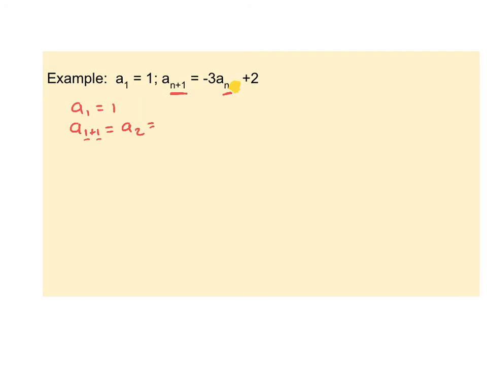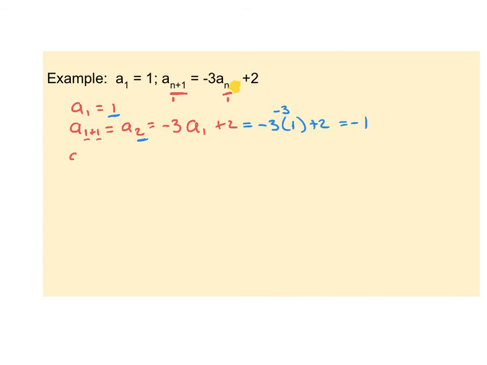So now to find the second term, I put 1 in place of n. So if I put 1 in place of n over here too, I'll have negative 3 times a sub 1 plus 2. Well, we know what a sub 1 is. That's just going to be the first term, which is 1. So this will equal negative 3 times 1 plus 2. Well, negative 3 times 1 is negative 3, plus 2 is equal to negative 1. So my second term is equal to negative 1.